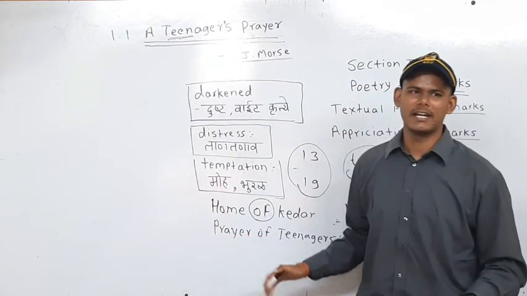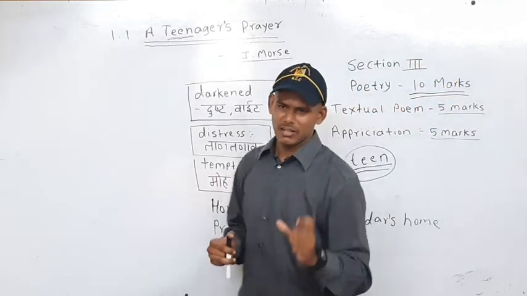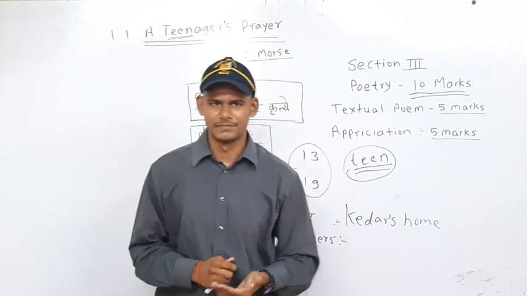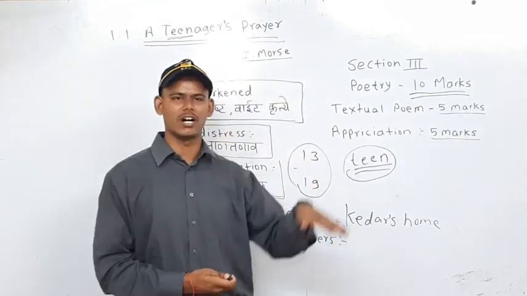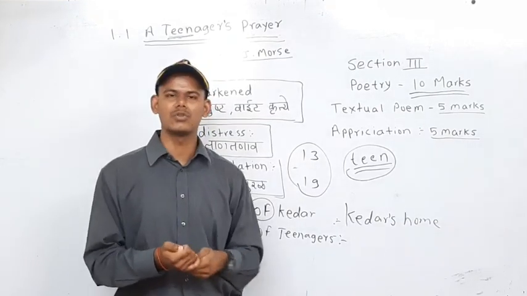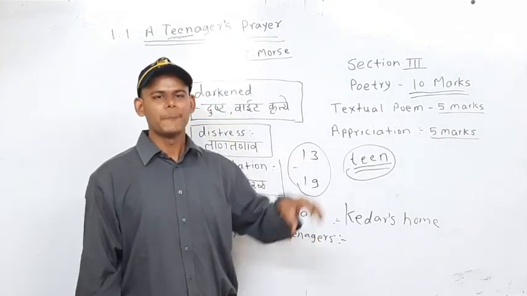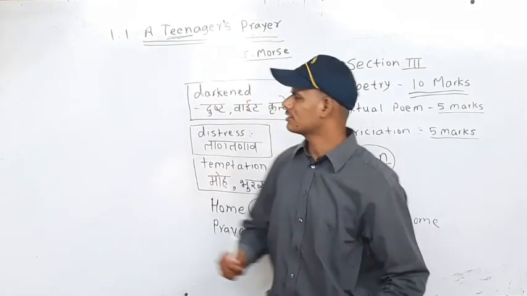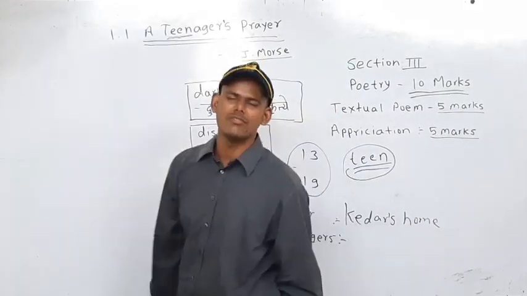In this teenager's prayer, the teenager, the child, wants to talk with God, and they are praying to God. They are praying their poem to God, and that is also one type of apostrophe figure of speech. Now students, let's start the first stanza of the poem.